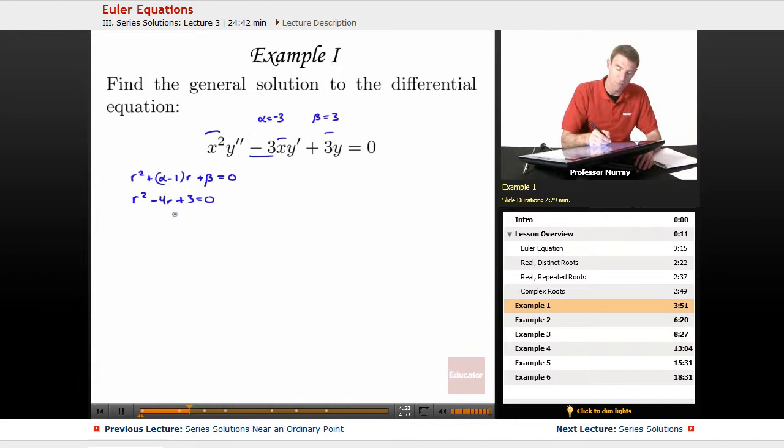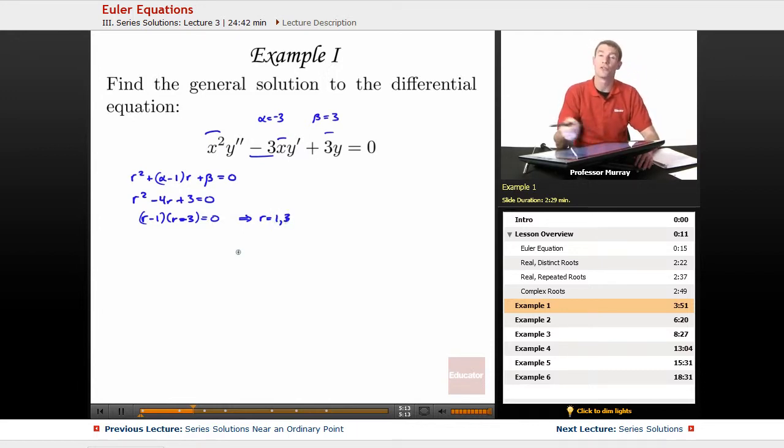Now, that equation factors quite nicely. That's (r minus 1) times (r minus 3) is equal to 0. So our two values of r are 1 and 3. r equals 1 and r equals 3. And so now we can drop those right into the general solution.